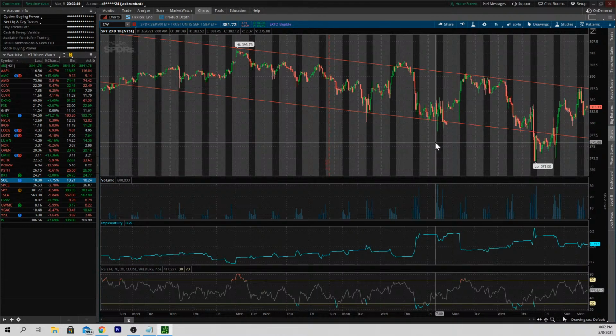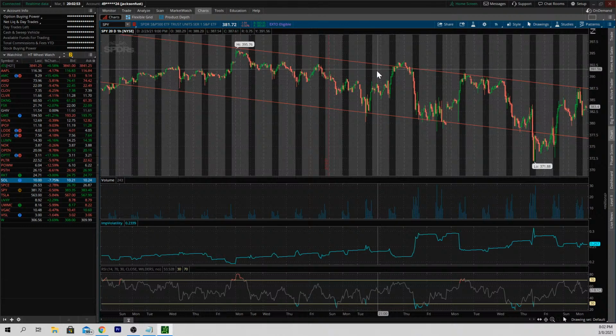We drew these maybe about a week ago. This is something good to keep in mind going forward, and we'll probably be referencing these as we move along, to keep an eye on where we think the market's going to move from a certain point, because that could help us overall with a lot of our trades.